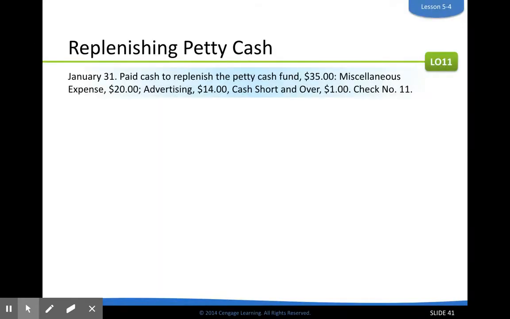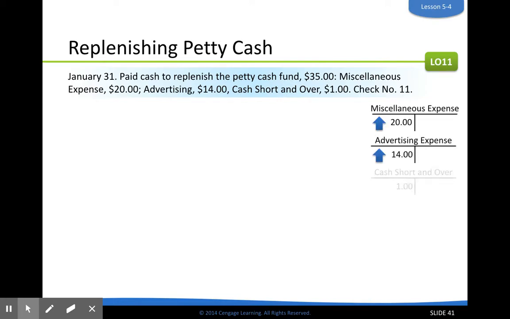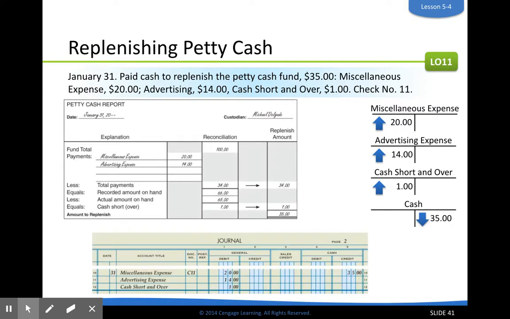So here is that transaction. Again, we are not using the account petty cash. Again, when we do a transaction to replenish petty cash, the only accounts that we are using are the accounts that we use petty cash on. So in this example, miscellaneous expense and advertising expense, and then that cash short and over account. So we're debiting those 3 things. All 3 of them were expenses. And we're crediting cash for that amount.